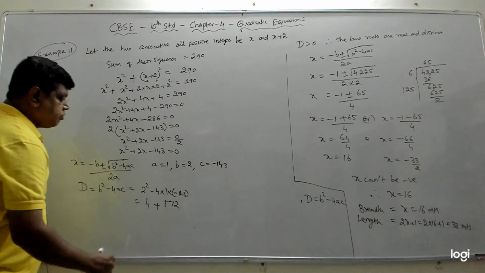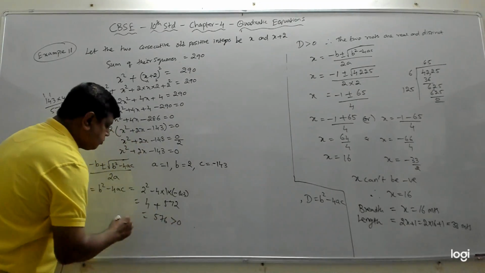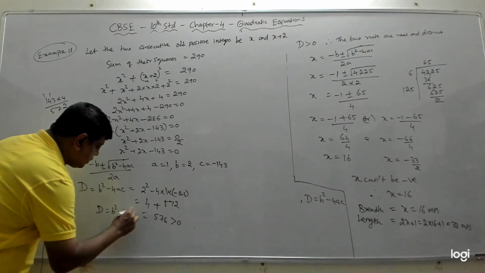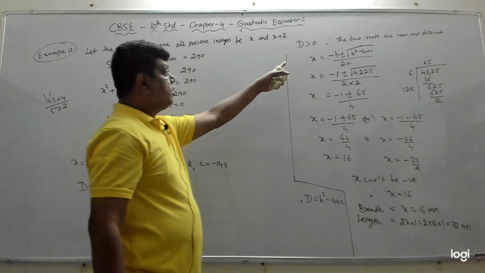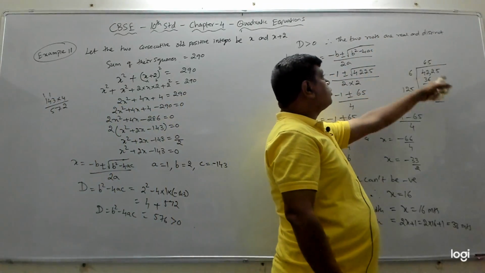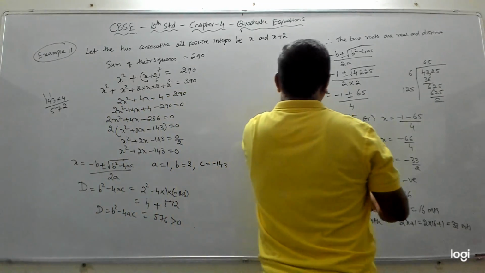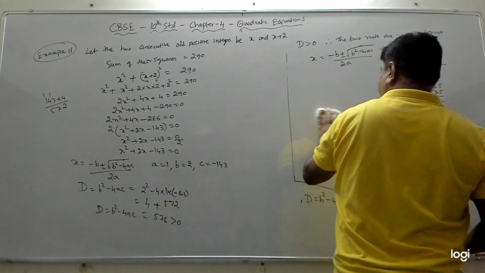572. Now if you add them, you get 576, which is greater than 0, which means your D, equal to b square minus 4ac, is greater than 0. When it is greater than 0, we write this: D is greater than 0, therefore the two roots are real and distinct, so we can proceed and find them.